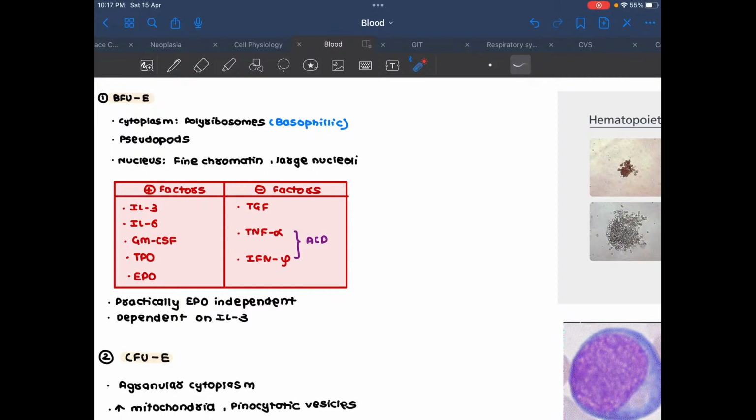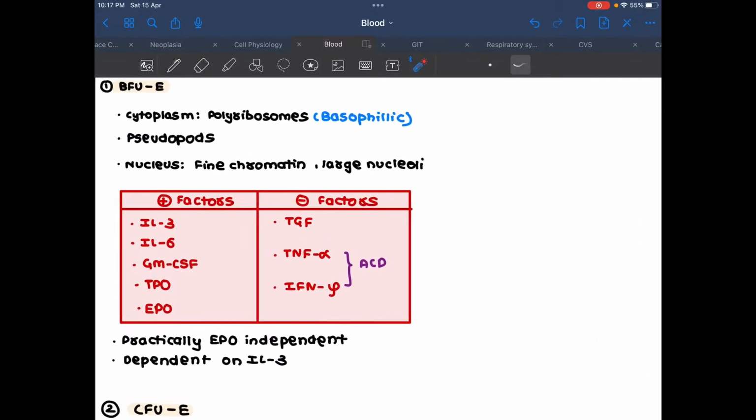And its nucleus, if you look, it's going to have fine chromatin and a large nucleus. Large nucleoli, well-defined nucleoli, and the chromatin is very finely dispersed. Okay, not granular. Now, what do we have to see? Now we have to see which factors stimulate BFUE and which can inhibit it. So let's see the stimulant factors.